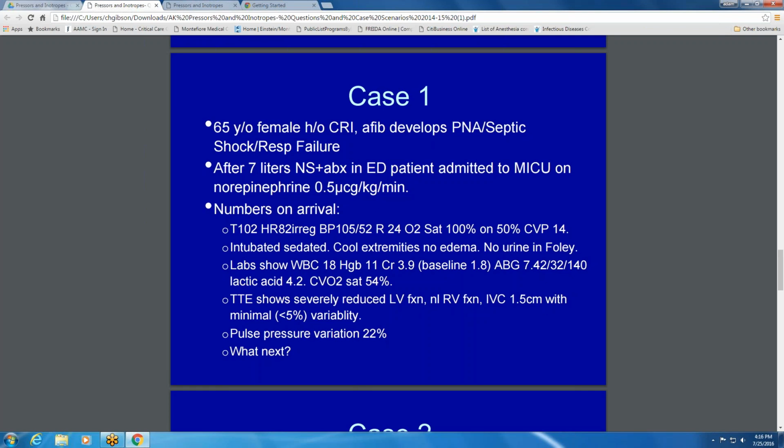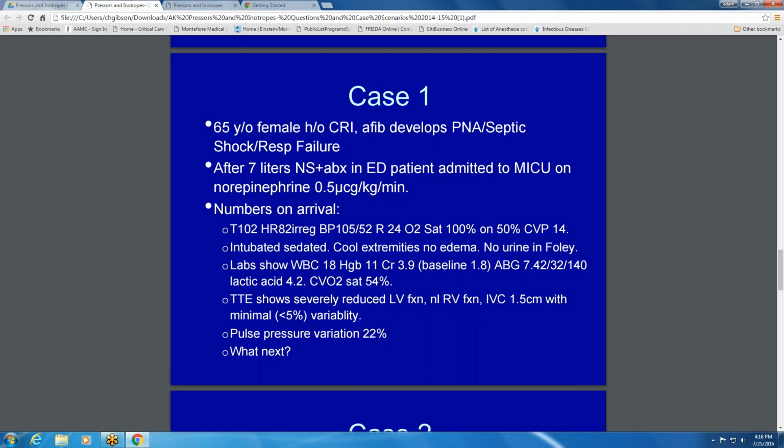She has a white count of 18,000, a creatinine of 3.9, up from a baseline of 1.8. A blood gas that's not too terrible except for a lactic acid of 4.2, and a central venous oxygen saturation of 54%. Her TTE shows severely reduced LV function, normal RV function, an IVC of 1.5 centimeters with minimal variability. Her pulse pressure variability is 22%. I guess she has an A-line in at this point. What would you do next?